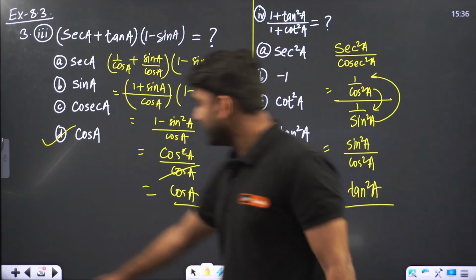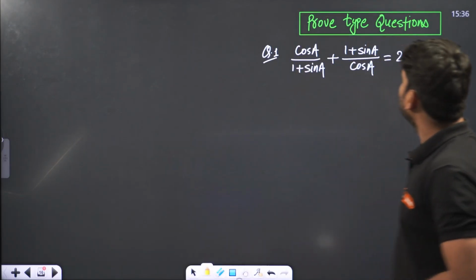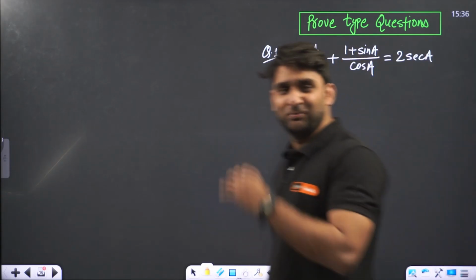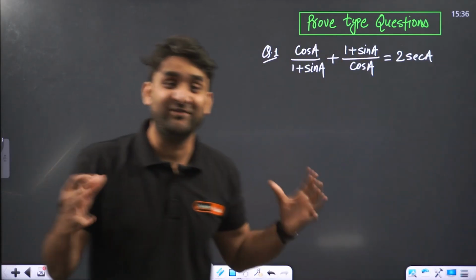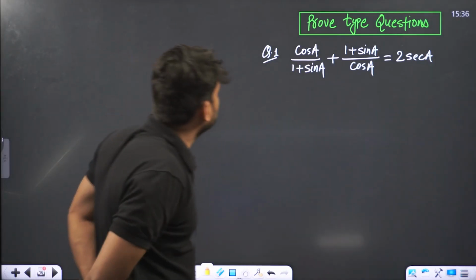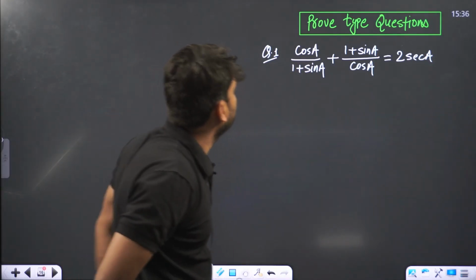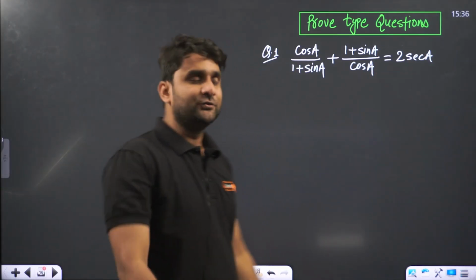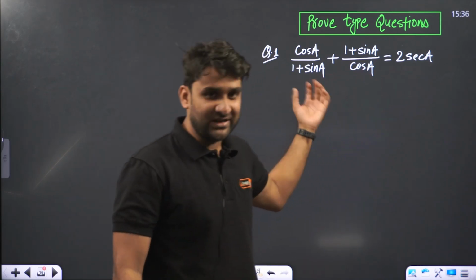Moving to the next question. Okay, proof type questions. So let's do proof type questions, students' favorite questions. So the question is cos A by 1 plus sin A plus 1 plus sin A by cos A is equal to, so my dear, this is LHS, this is RHS.